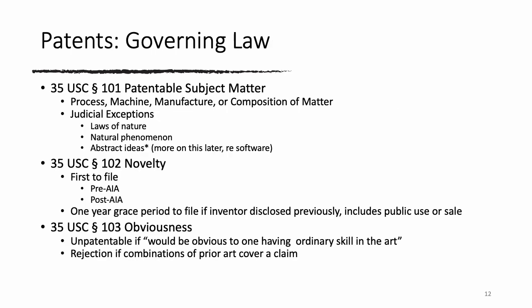The governing law that you just want to know is 35 U.S.C. 101, which is all about patentable subject matter. We're going to talk about that in a minute when we talk about patenting software, because very often software comes under the category of an abstract idea. So it very commonly triggers a 101 rejection, and you have to work your way around that.